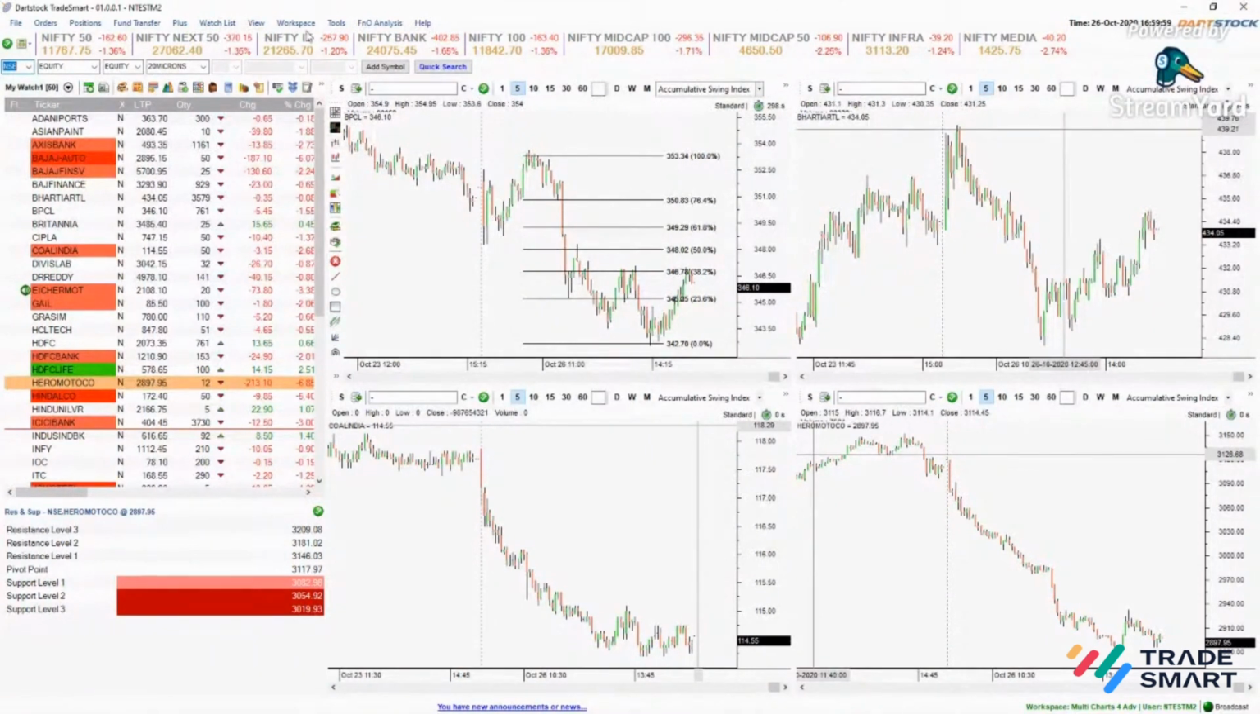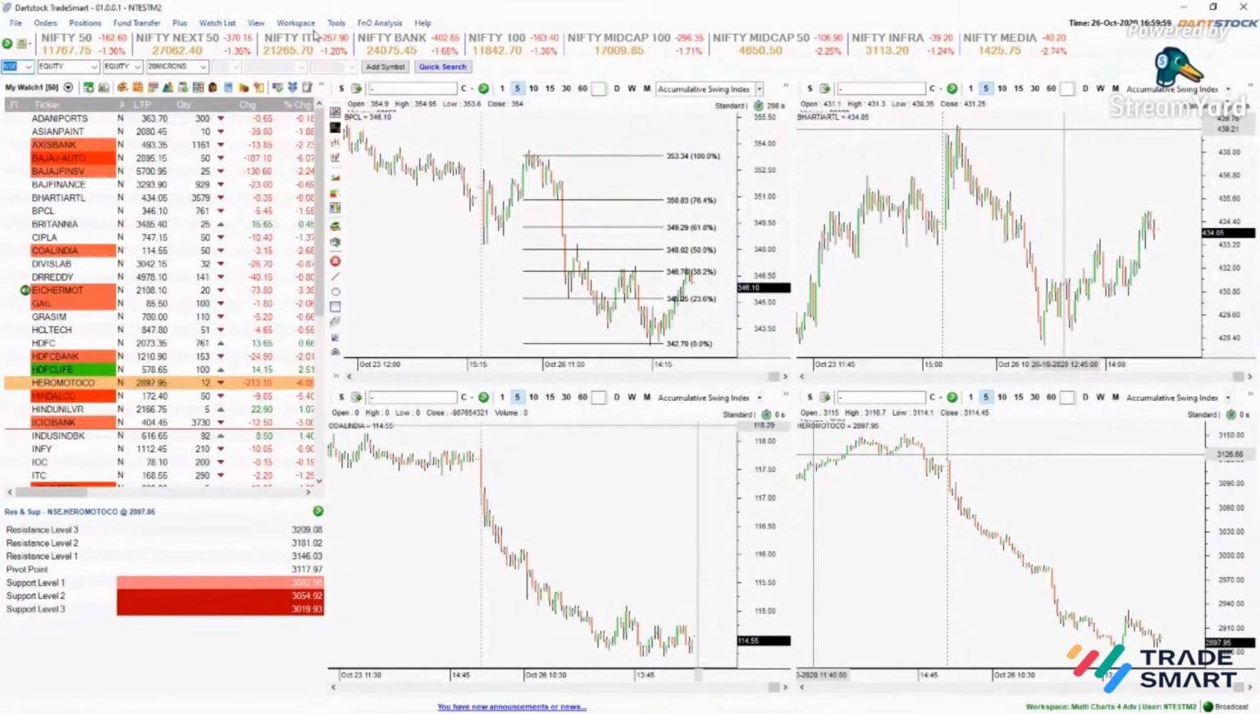Let me tell you one thing. There is something you have to keep in your mind. As an intraday trader, you should always start from the market sentiment, and then go to the sector, then go to the stocks.